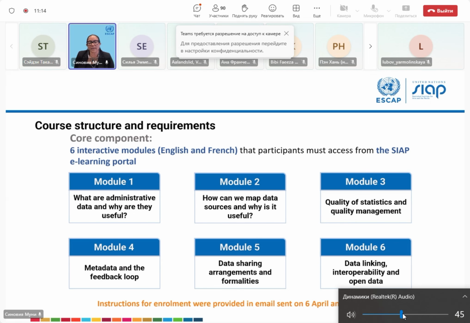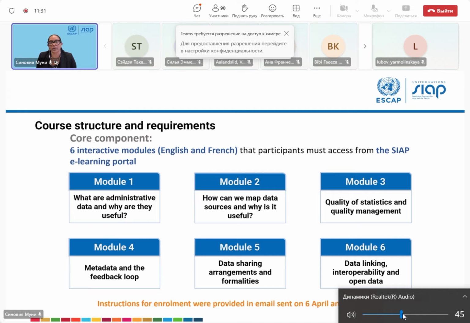So the titles of the modules are laid out here on the screen. And all of the interactive modules are available through the CAP e-learning portal. Instructions on how to access this portal and, of course, the e-learning materials were shared with you via email. So we hope that you have enrolled. But if you have not, we are going to share the link again with instructions on how to enroll through the chat box. So please, if you haven't done so, please do that at the soonest, hopefully by the end of this week.